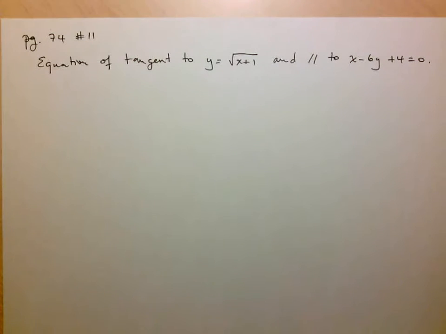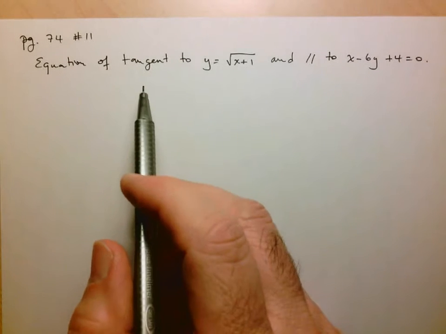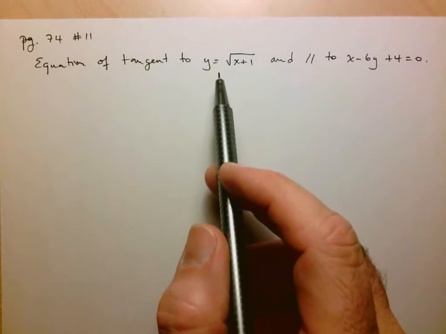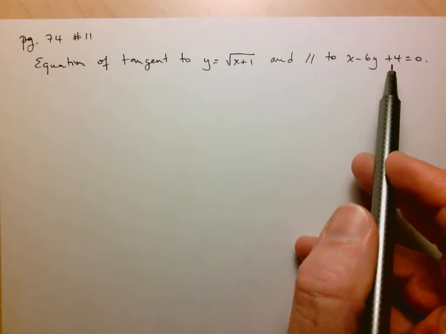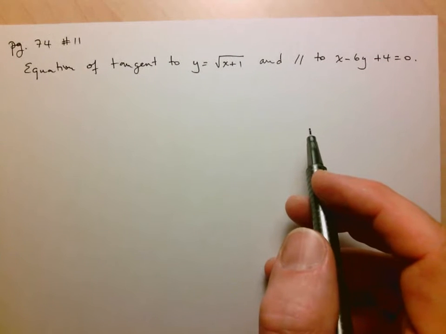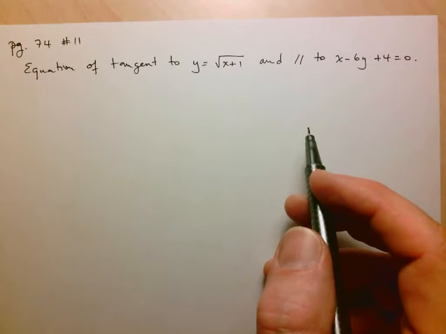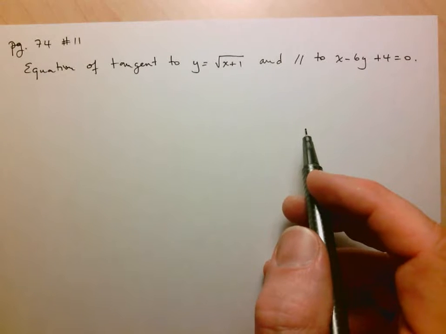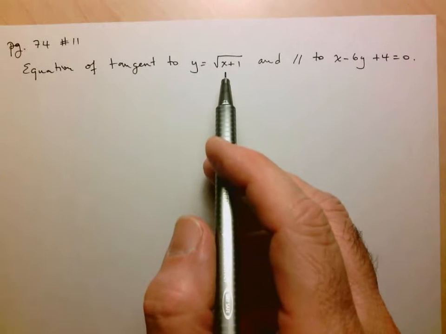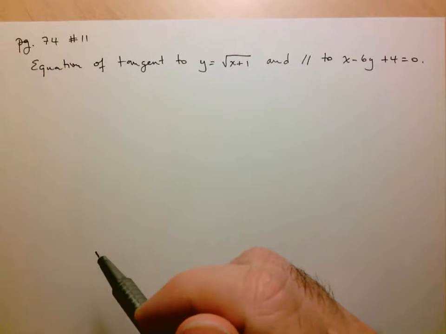Hi folks, we're going to take a look at page 74, number 11. They're looking for the equation of the tangent to this curve, which is also parallel to that line. The first thing I notice is I don't know the point at which the tangent touches this curve, so hopefully that'll come out in the work that I have to do.